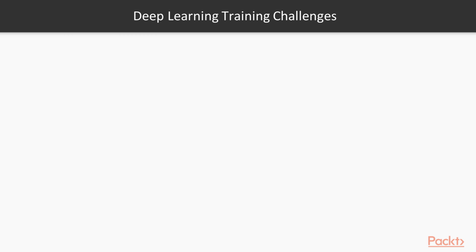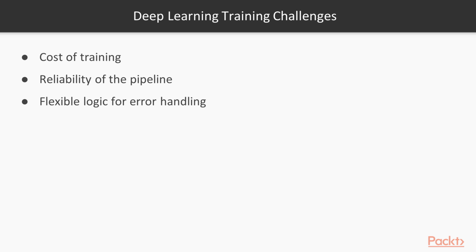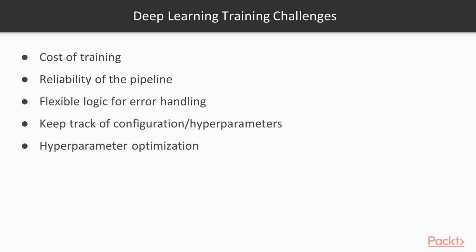There are multiple challenges when implementing a deep learning training pipeline. First is the cost of training, as GPU machines are usually pretty expensive. Second is pipeline reliability, as you may want to resume training from a specific checkpoint in case the GPU machine fails in the middle of the training. Alternatively, you may want to restart the training from scratch. Also, you may need to run multiple training sessions with different sets of hyperparameters in parallel, so that you can choose the best model afterwards.